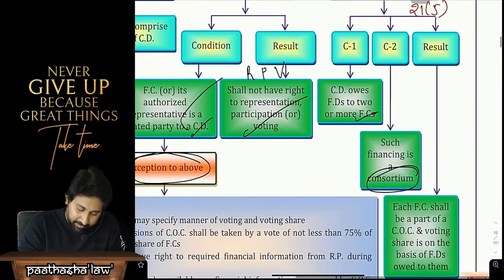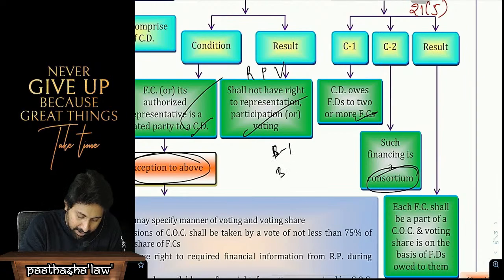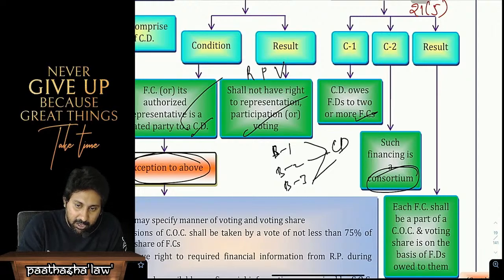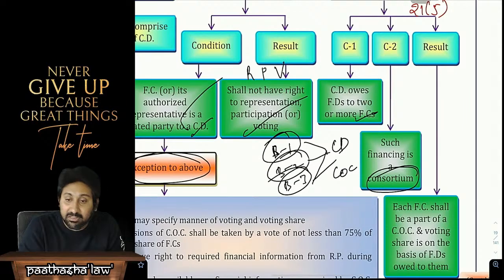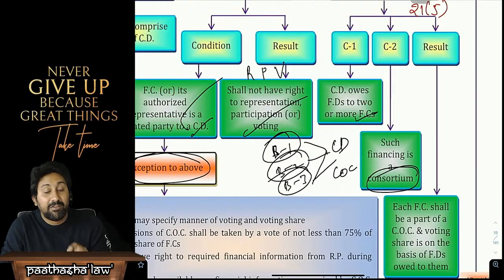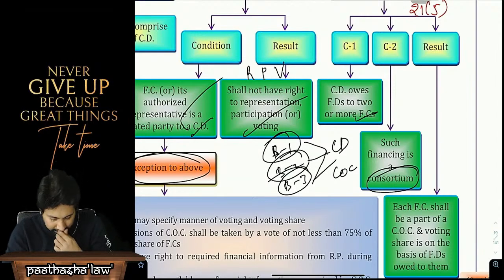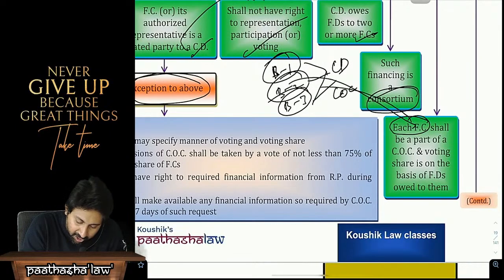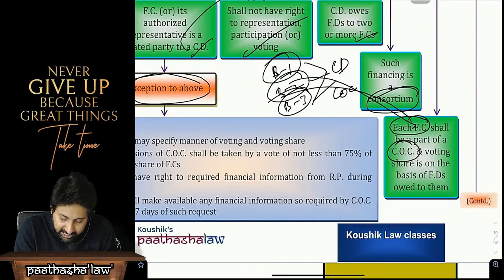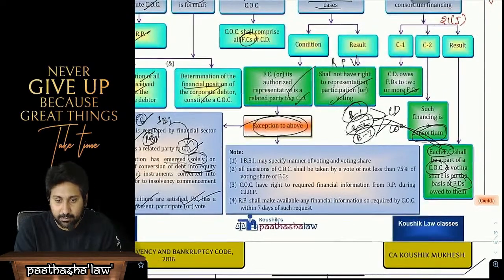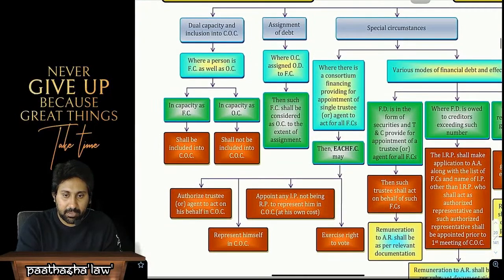Now, see here. Bank 1, Bank 2, Bank 3 have given a loan on a consortium agreement to one corporate debtor. Now, the committee of creditors of the corporate debtor is formed. Who will go? Bank 1 will go, Bank 2 will go, Bank 3 will go. Each one of them will have their own representatives. Based on how much loan they have given, in that proportion voting rights will be given. So each financial creditor shall be a part of the COC, and voting share is on the basis of their financial debts.